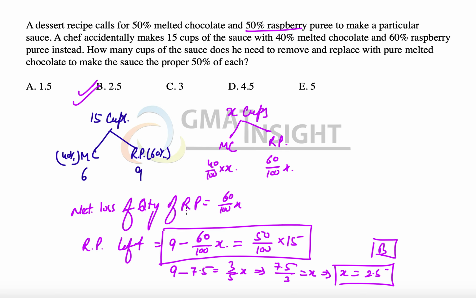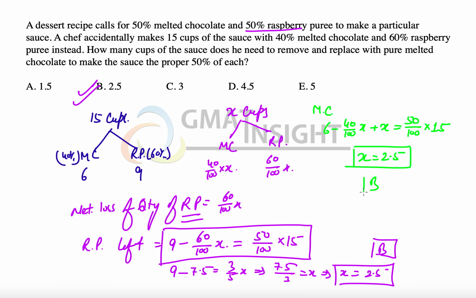So here we made the equation on raspberry puree. Now if we wanted, we could have made the equation on the melted chocolate as well, because we must understand that 6 cups of melted chocolate gets reduced by this much. That means if we were to form the equation on melted chocolate, it would be 6 minus 40% of X, which goes out in the X cups, and then X cups of melted chocolate comes in, and that should be equal to 50% of 15 cups. If we simplify this, X will once again be 2.5 and the answer will once again be option B.